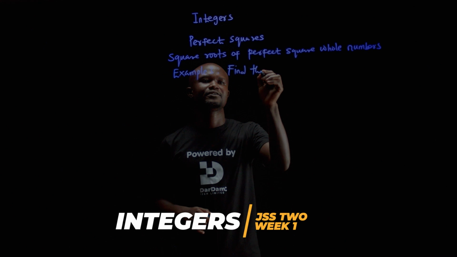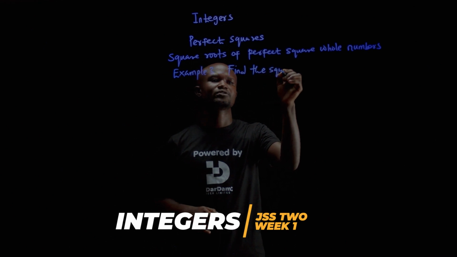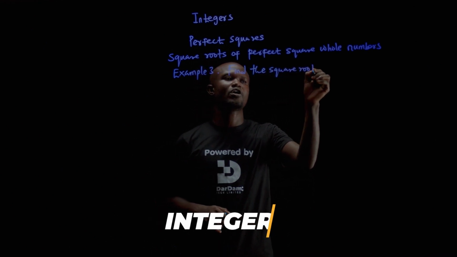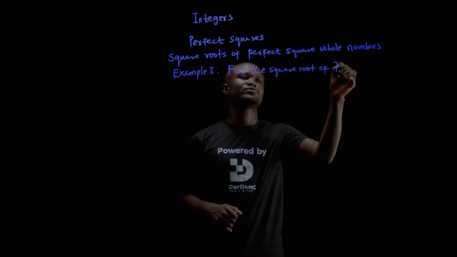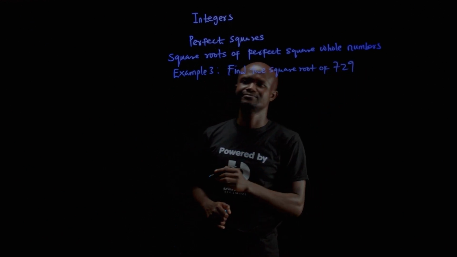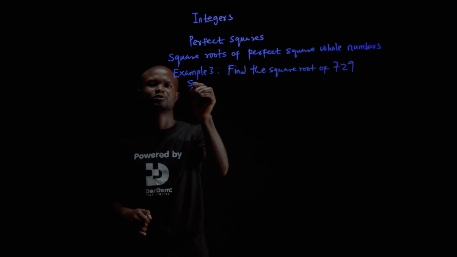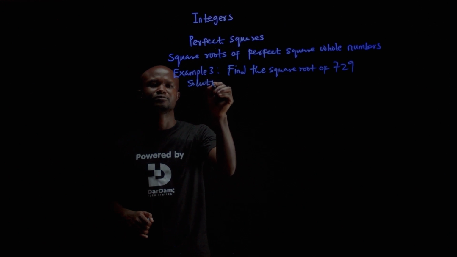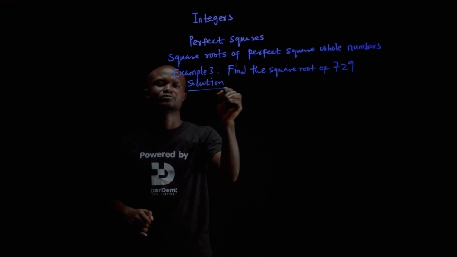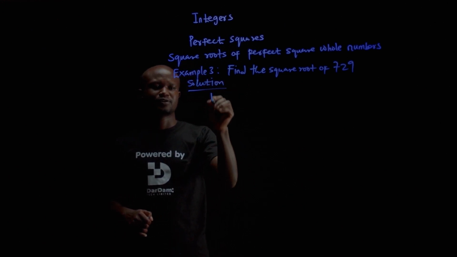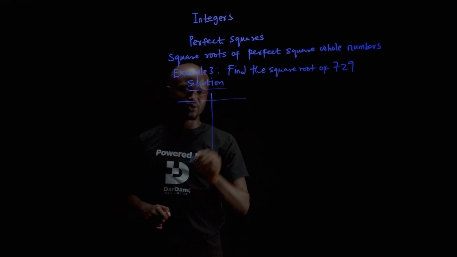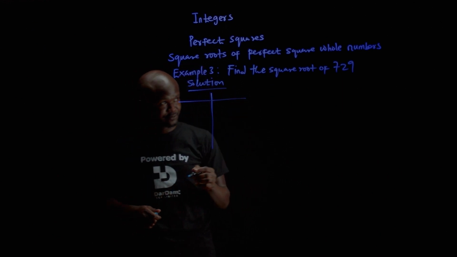Find the square root of 729. Solution. And to find the square root, we use the rule of divisibility.